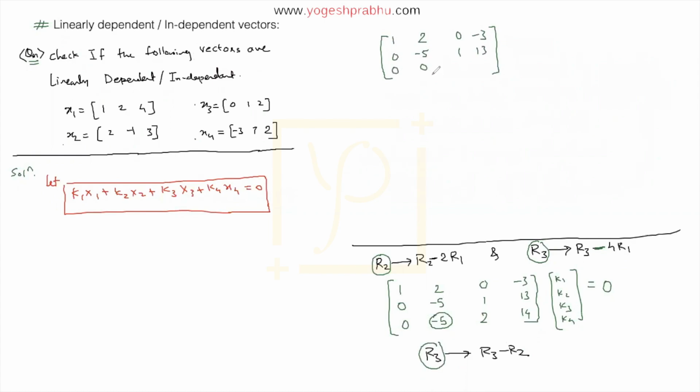That's minus 5 plus 5. That becomes 0. That is what we wanted. 2 minus 1 is going to be 1. 14 minus 13 is going to be 1 again. And then K1, K2, K3, K4, they all remain as it is. And the right hand side is 0 anyways.